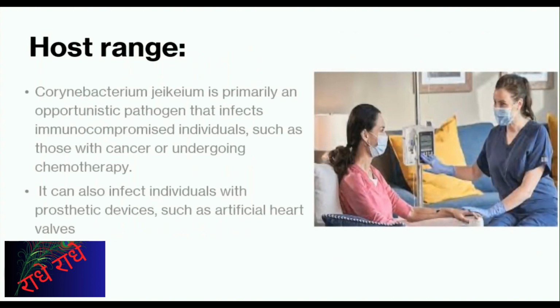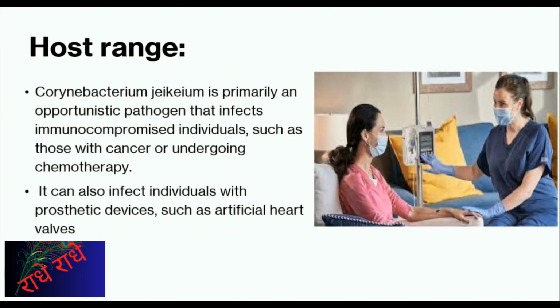Corynebacterium jeikeium is an opportunistic pathogen, primarily associated with immunocompromised individuals such as cancer patients or those taking chemotherapy. It can also be found in individuals with prosthetic devices, such as artificial heart valves. It is important to identify this pathogen in order to implement the appropriate treatments in an effort to protect vulnerable individuals.